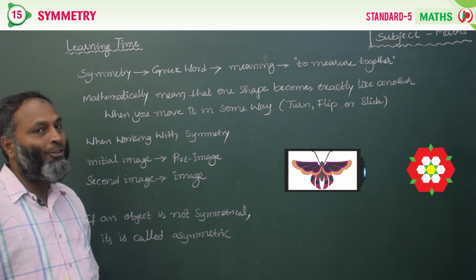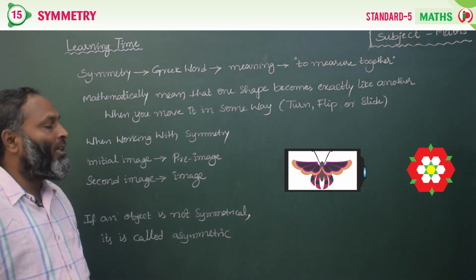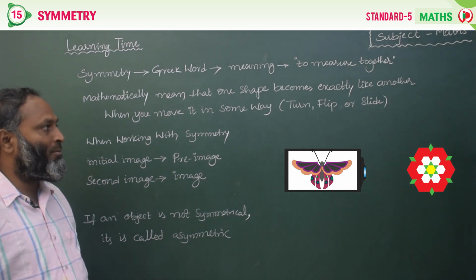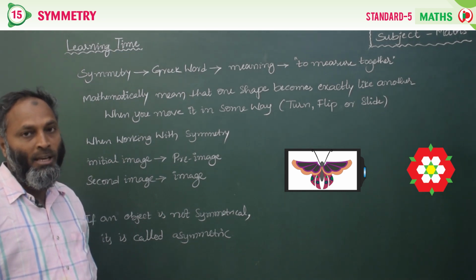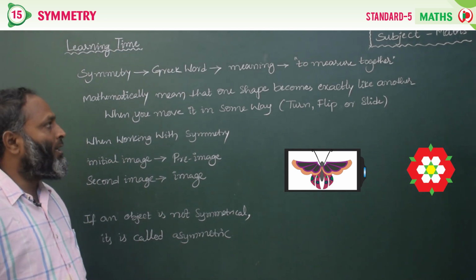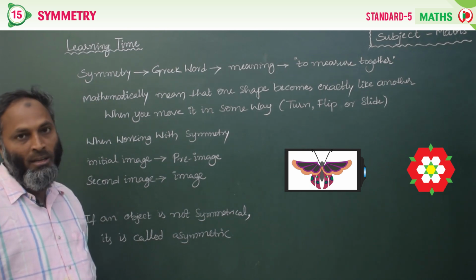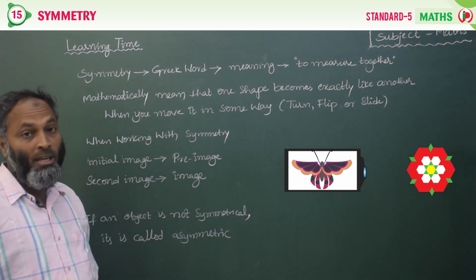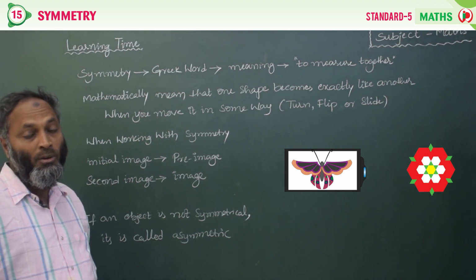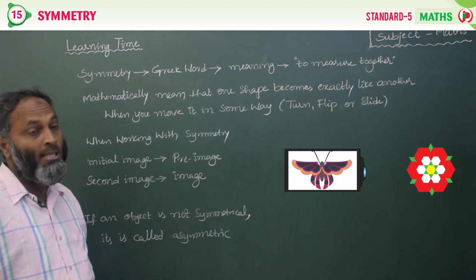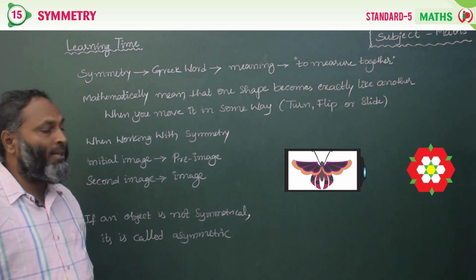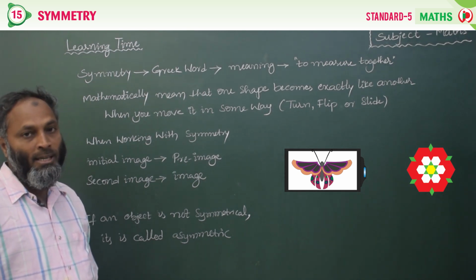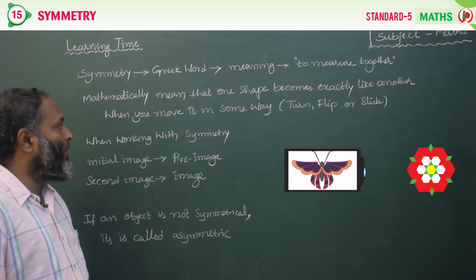If the shapes are the same shape and size, then they are called symmetrical shapes. Mathematically, what is the definition of symmetry? The definition of symmetry is shapes become exactly like one another. Like one another means they should be the same. In Greek, the meaning is to measure together, but mathematically, symmetry becomes exactly like another.